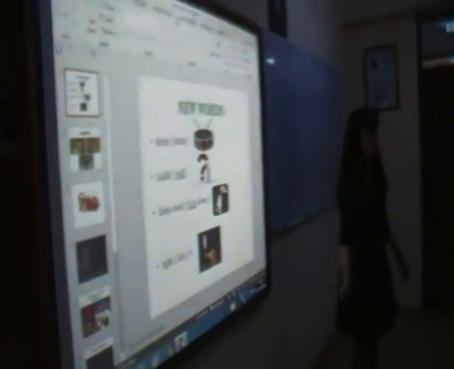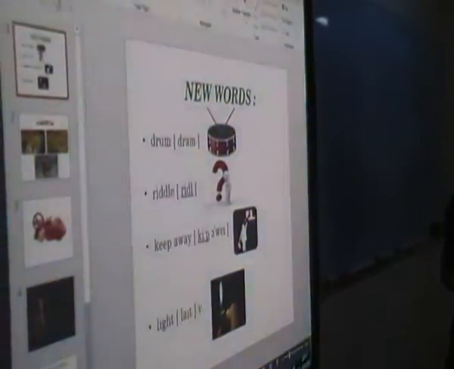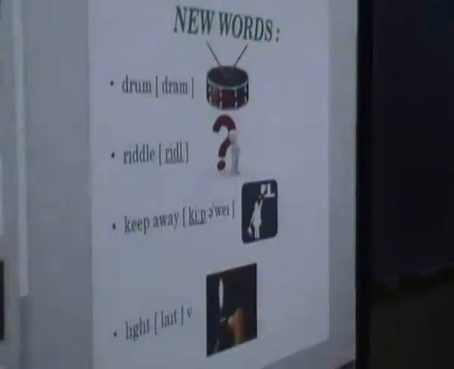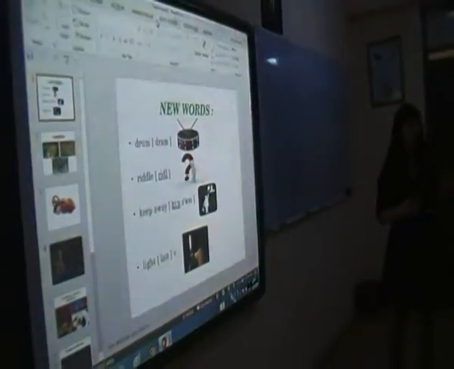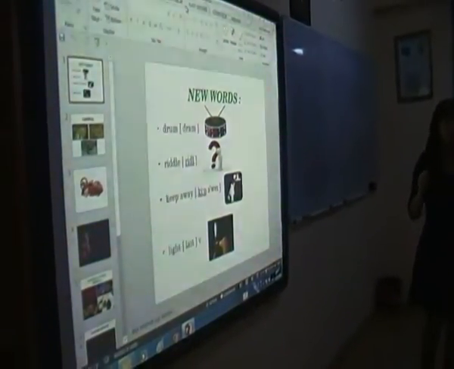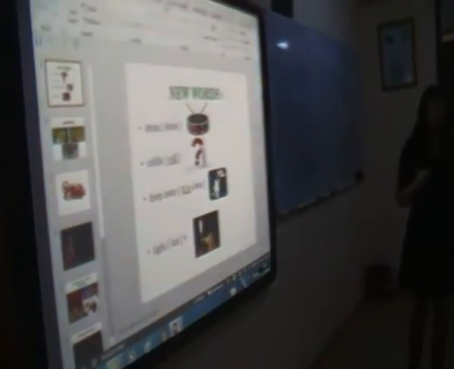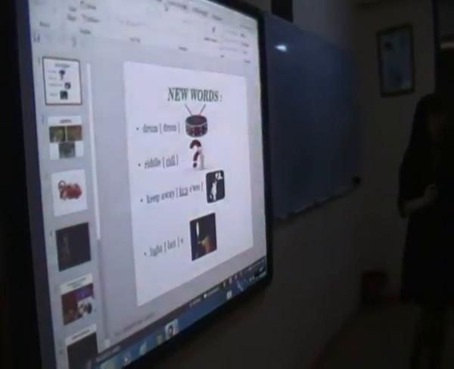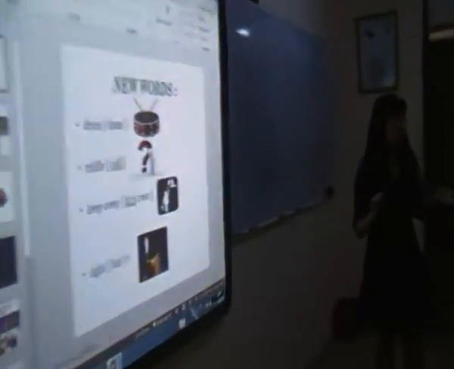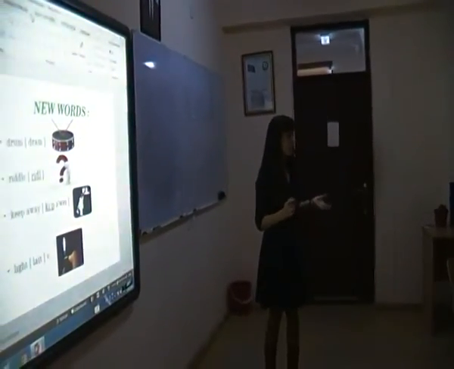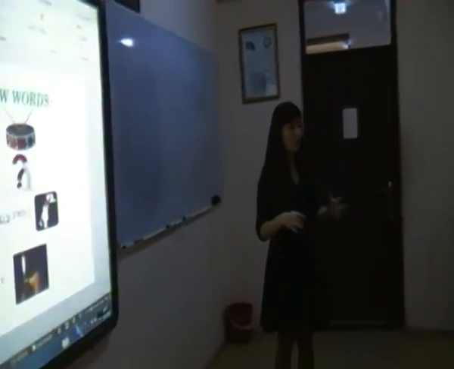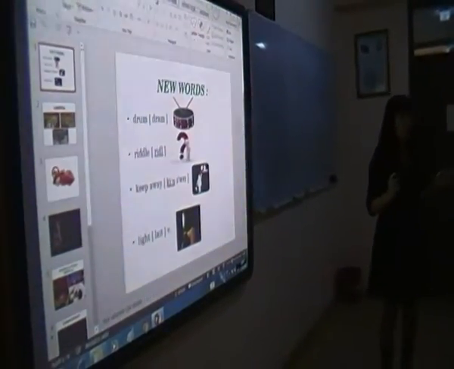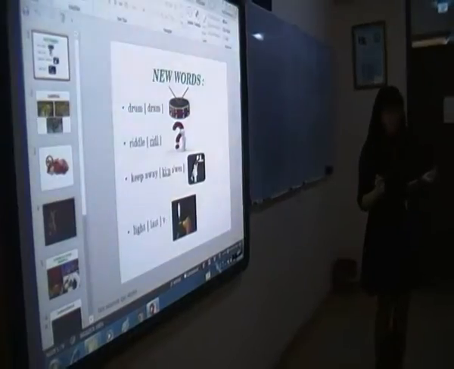Now, let's first get acquainted with our new words. Our new word is drum. It is a musical instrument. The second is rhythm. It is a thing which we must get, what it means, according to its features. The third one is keep away. It means to be far from something because it can be dangerous. It can be dangerous for our life and our health. Then the fourth one is light. It is a verb and it means to burn something.